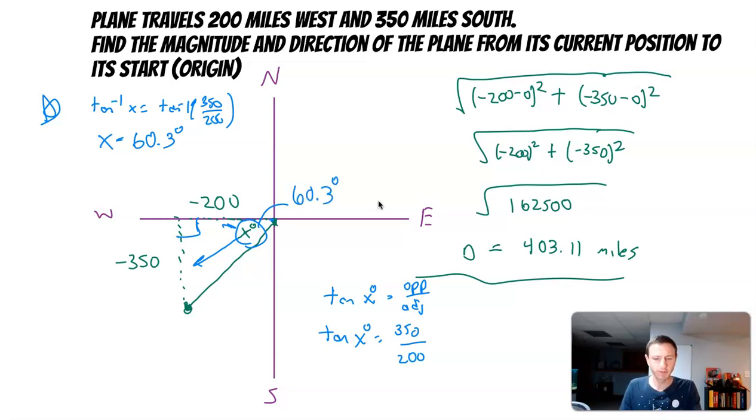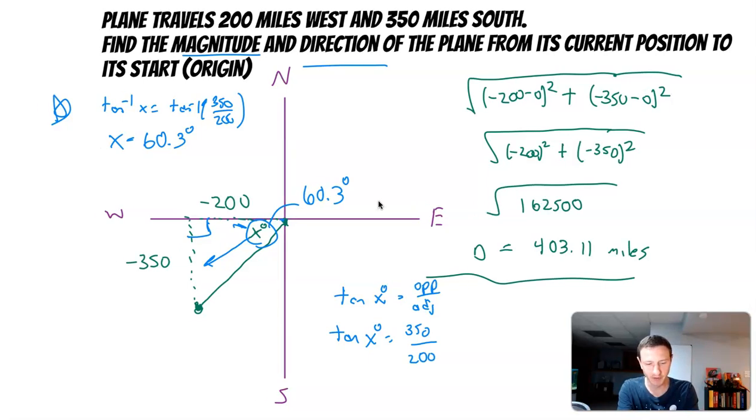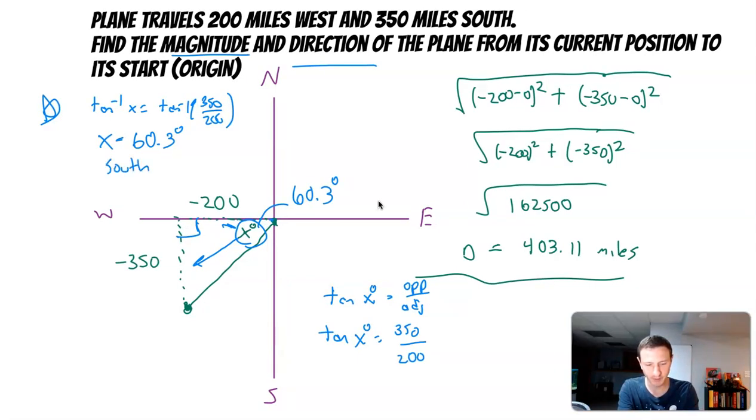It's kind of a tough problem if you don't know the language. Magnitude is really asking for the distance of the vector, because we're talking about a vector here. And then the direction would be the degree value. And if you want to get more specific, since it went west and then south, it went 60.3 degrees, and I always want to make sure that I get this right. I think it's going to be south of west that would be the correct way to write that down.